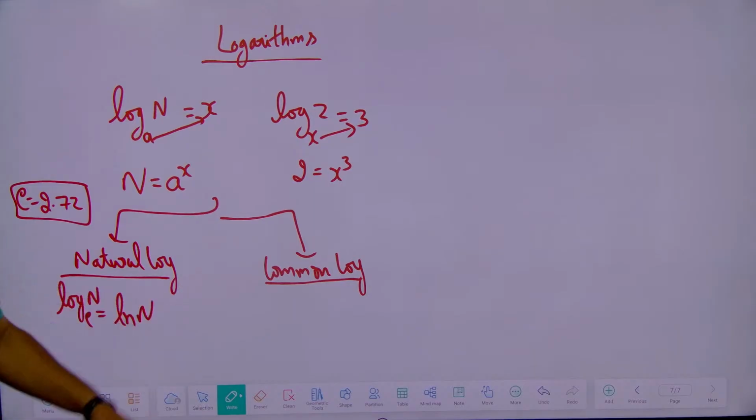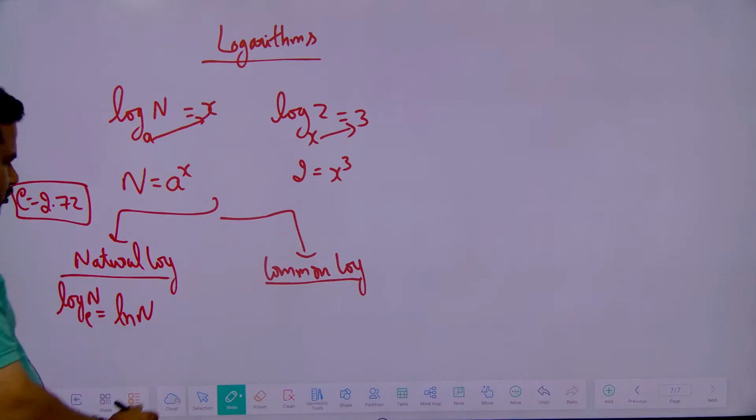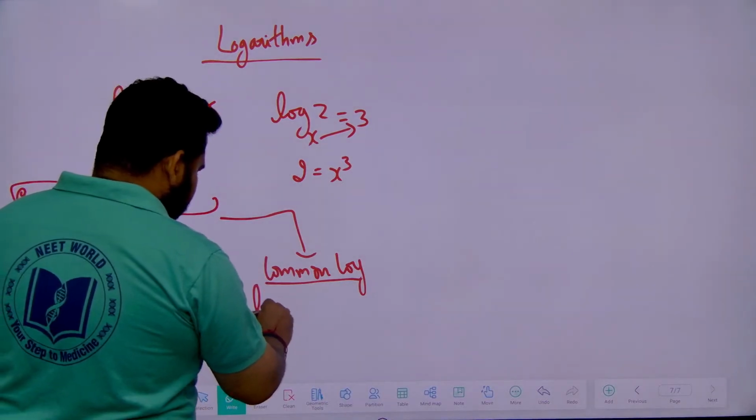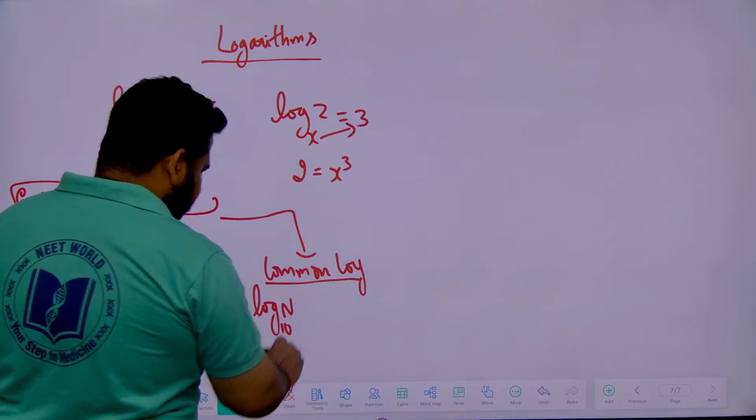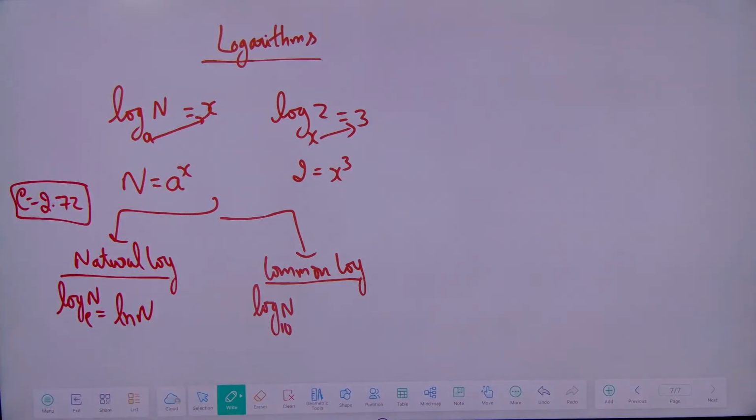Then what is common log? Common log means the base is always 10. So this will become log n to the base 10. Log n to the base 10, this is common log. Clear?